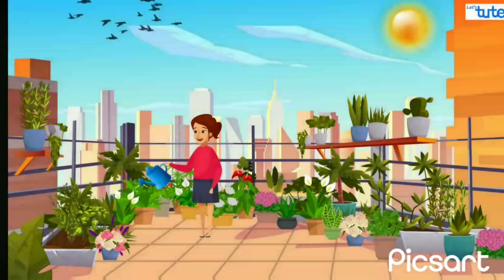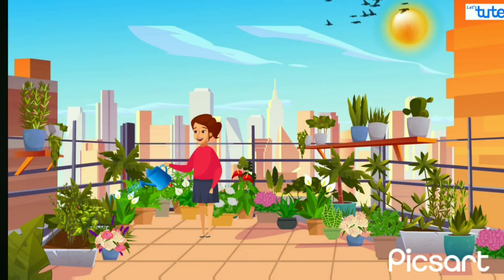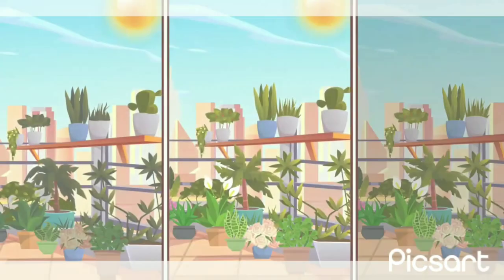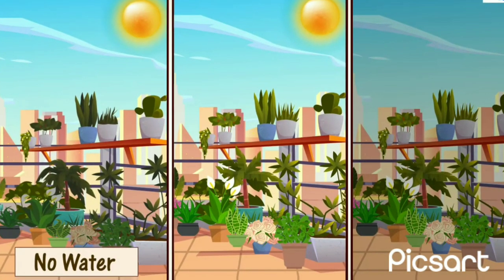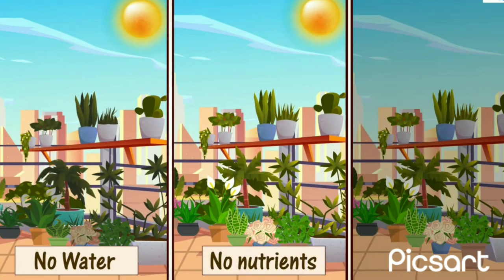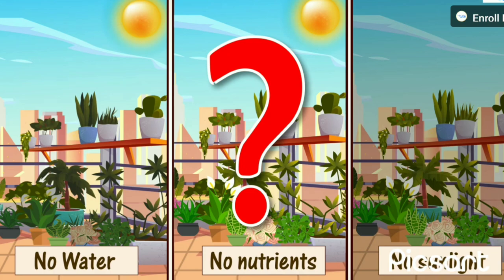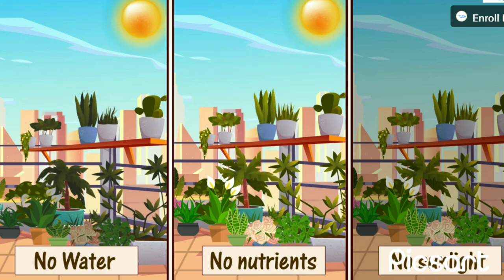Maria was watering the plants in her garden. They look so fresh. But think of this. If we don't water the plants or don't provide enough nutrients or simply keep the plant away from sunlight, will it grow and look fresh? It's a definite no, right?